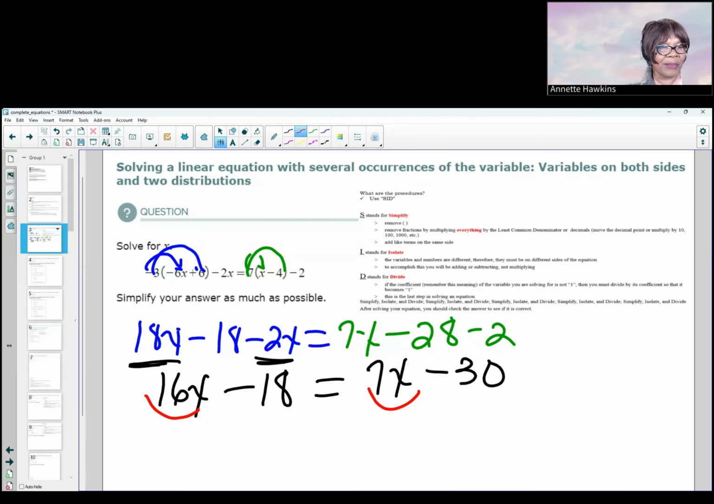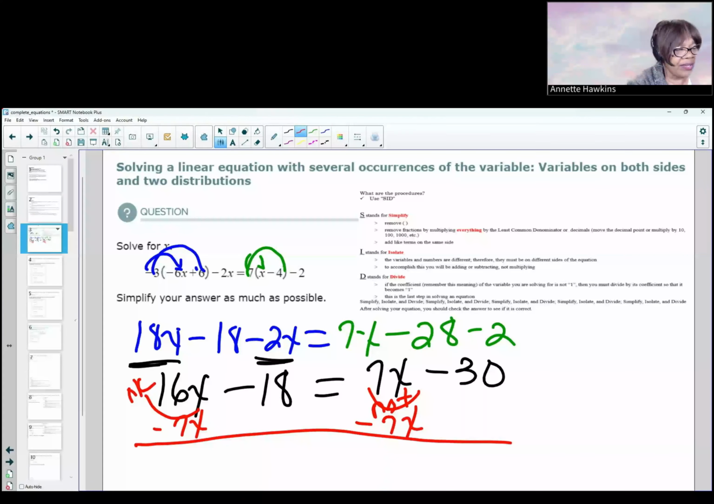And so therefore, I'm going to put the variables on the left. So this is okay, and this is not okay. So since it is not okay, I need to subtract. Now, what I do to one side, I have to do to the other. That's called practicing the golden rule. After I perform the operation, I need to clean it up. So 16 minus 7 is 9x minus 18 equals negative 30.